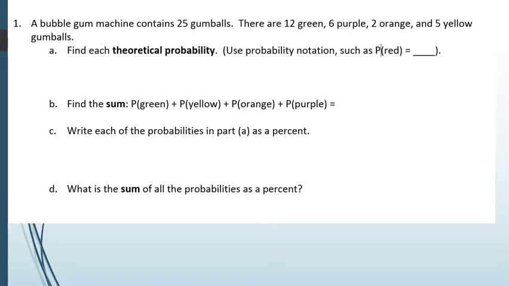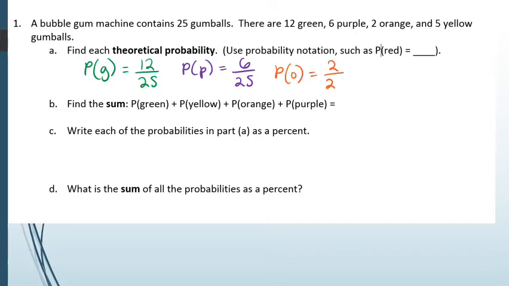So looking at each color, probability of green. So starting with P(G) equals, there are 12 green out of 25 total gumballs. For purple, probability of purple, 6 out of 25. Probability of orange is 2 out of 25. And probability of yellow is 5 out of 25.